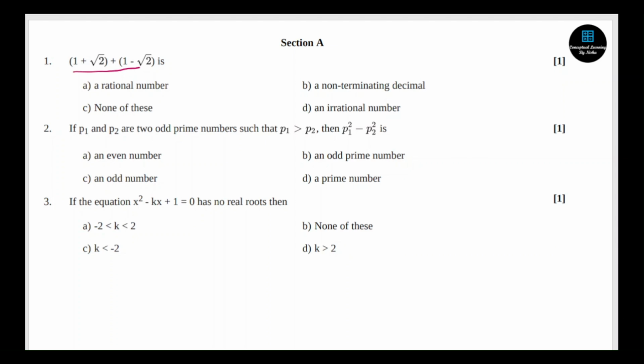If you simplify this, square root of 2 and square root of 2 will get cancelled out. You will get 1 plus 1, which is 2. 2 is a rational number. So, very easy question, right?